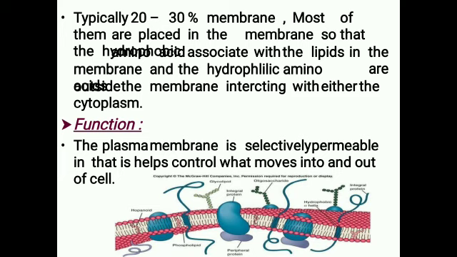Then what is the function of the plasma membrane? As we know, the plasma membrane is semi-permeable in nature, which helps to control what moves into and out of the cell. That means the materials required for the growth of bacteria are transferred into the cell by the plasma membrane, and the waste material present in the bacterial cell is removed through the plasma membrane. So this is the structure and function of the plasma membrane.